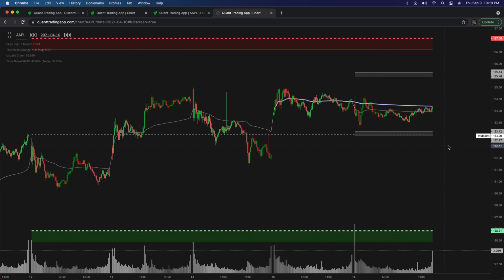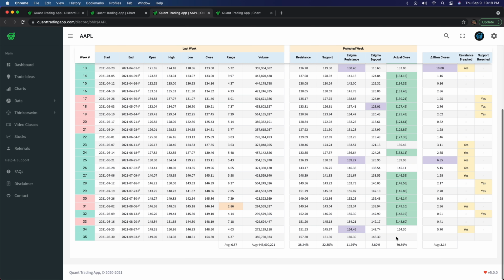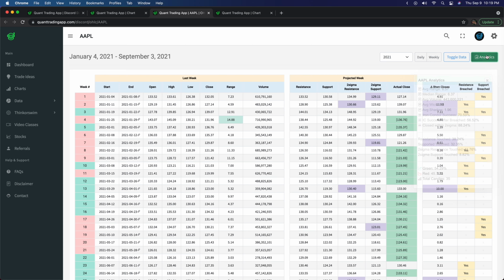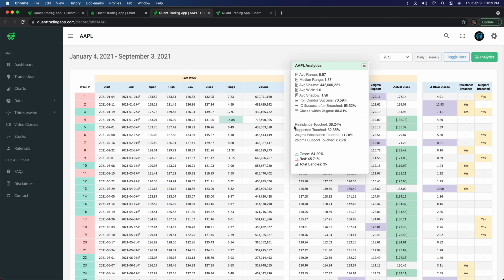Now, if you guys use some of the complex option strategies known as iron condors, having this type of information is gold. And this is where a lot of this information comes in very handy. You can press this right here and get a little bit more analytics on the ticker. So it's telling you the success of its iron condor.